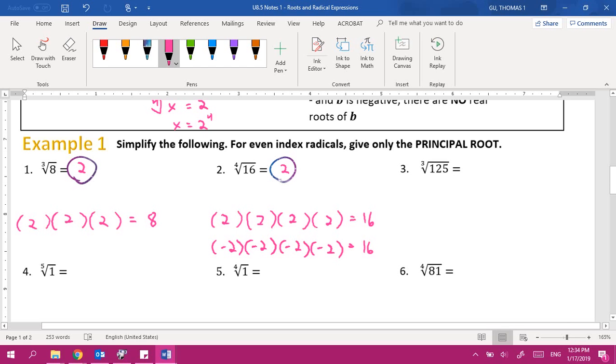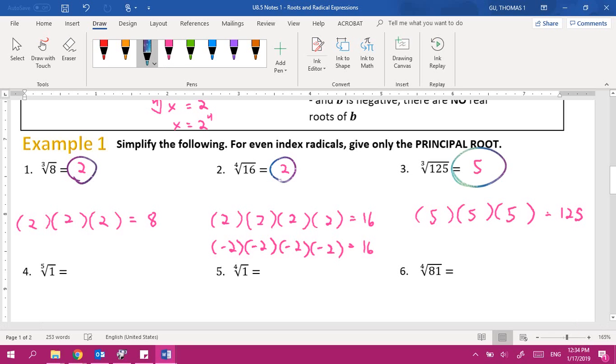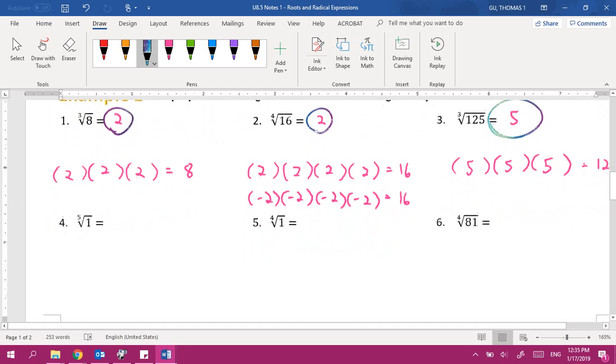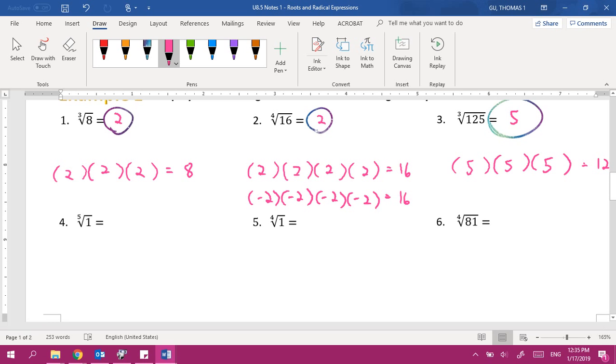All right, number 3. What is the cube root of 125? 5. Because how many times are we multiplying a number by itself? 3 times. Right, 5 times 5 times 5. Good, so the answer is 5. Very good. The numbers are relatively small because you don't have calculators. All right. What about number 4? It's just 1. That's right.